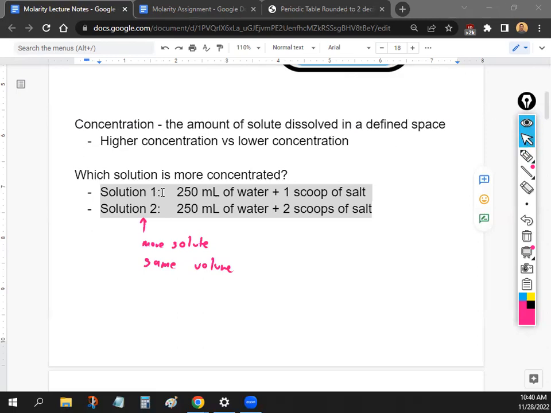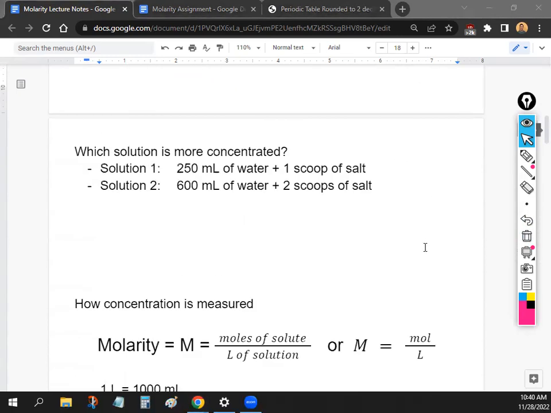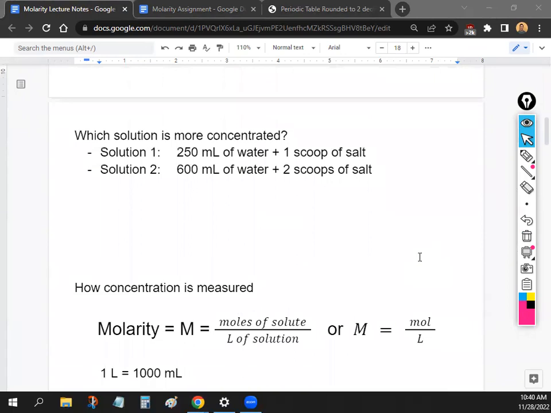Okay, but when you start changing the volume, things can get a little bit more complicated. So let's go to the second one. Instead, solution 1 is going to be the same. You still got 250 with 1 scoop of salt. But for the second one, I'm going to raise it up to 600, and I'm going to put 1 more scoop of salt in there. Okay, so which one do you guys think is more concentrated here? Solution 1 or solution 2?